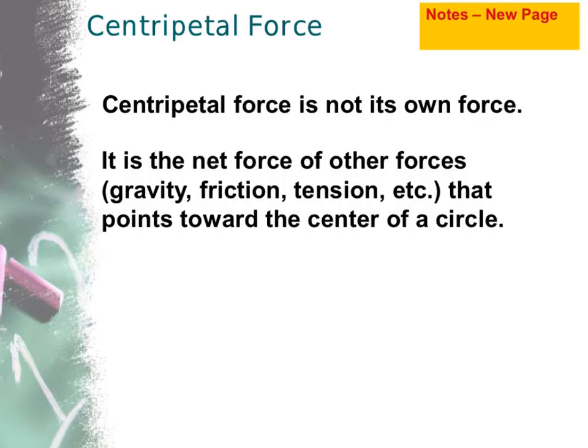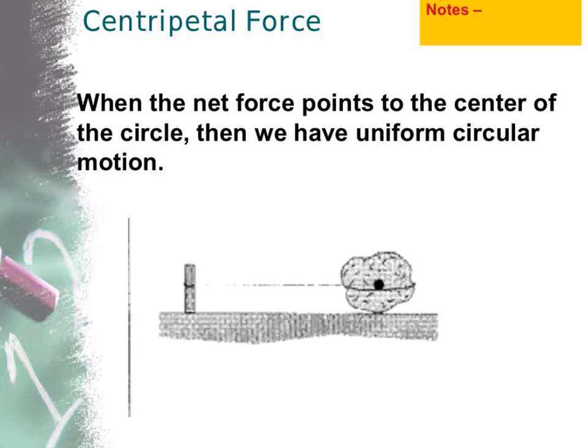What centripetal force actually is, is the net force of other forces that points toward the center of the circle. So we can have several forces acting on an object, add up all of those forces, and the net result of that addition will be a net force pointing toward the center of the circle. Now, when that net force points directly to the center of the circle, we have uniform circular motion. And the key word here is uniform.